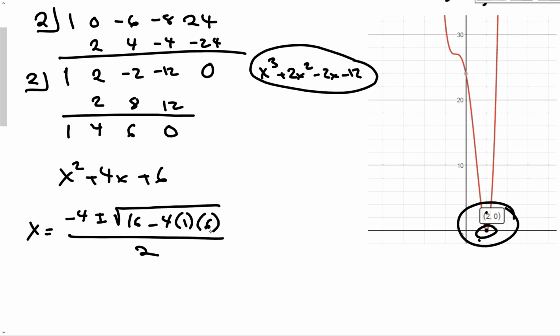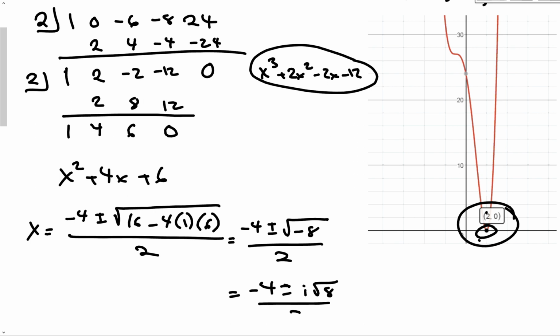Now, when I try to work this, clearly you can see that underneath the radical is going to give me a negative 8. Okay? And remember, the first thing we do with the negative underneath the radical is bring it to the outside by turning it to an i. So it's plus or minus i square root 8 over 2, which I can simplify to negative 4 plus or minus 2i radical 2 over 2, which the 2's cancel, and we get negative 2 plus or minus i radical 2.